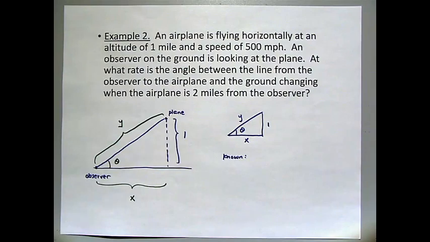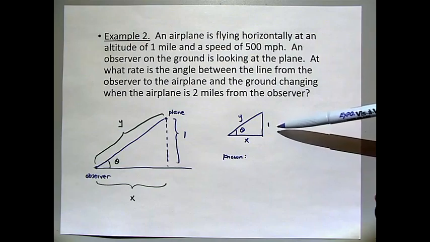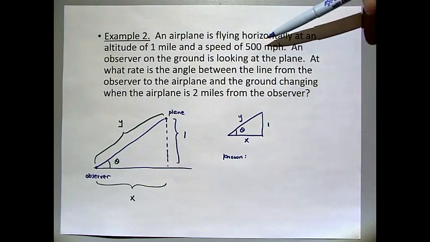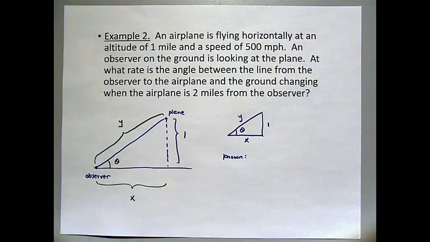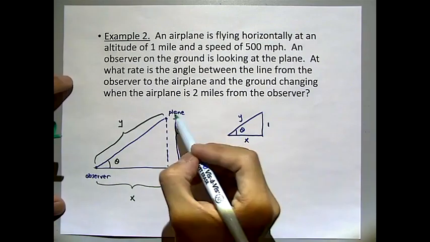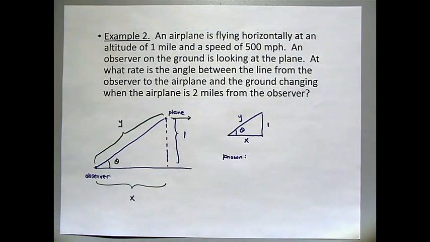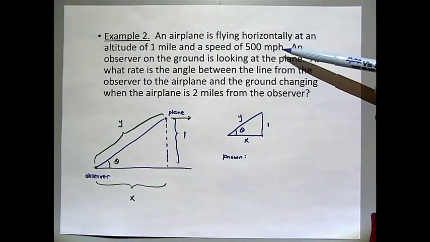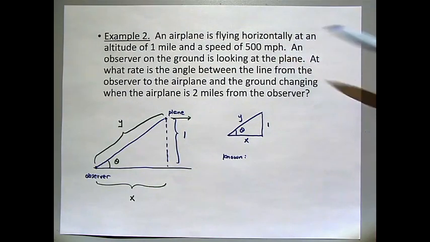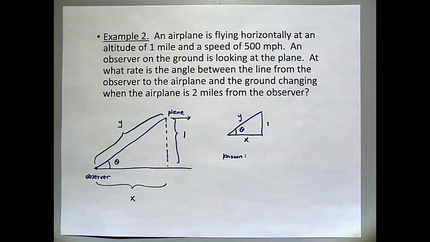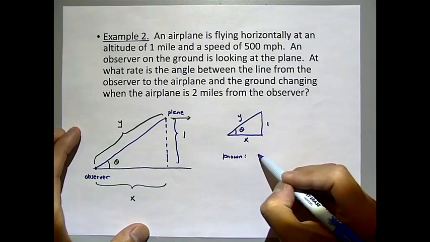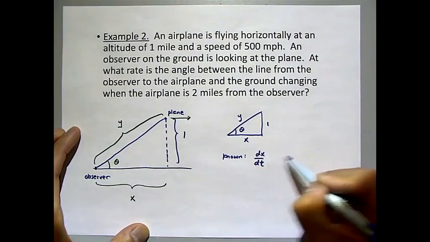Okay, now let's find out what we know. The height is 1 mile, we already got here. The speed is 500 miles per hour. And remember, this airplane is flying horizontally, like this. How would you mathematically represent this number, 500, using the quantities we have on our page here? dx dt, good, very good. dx dt equal to 500, right?